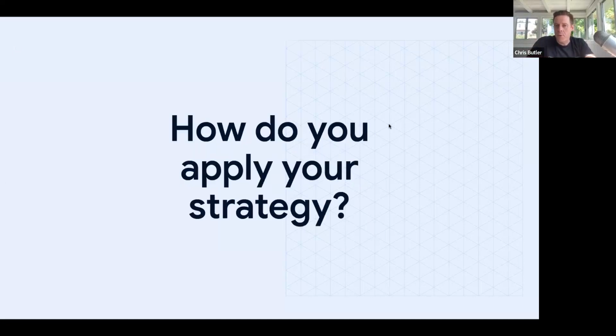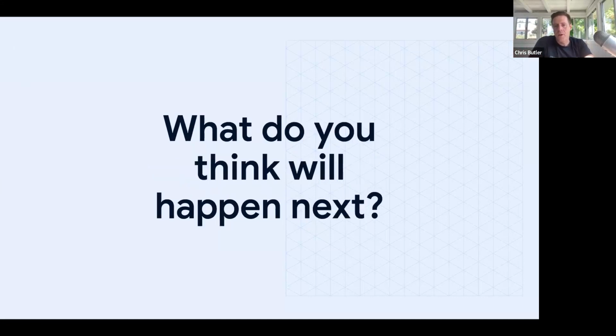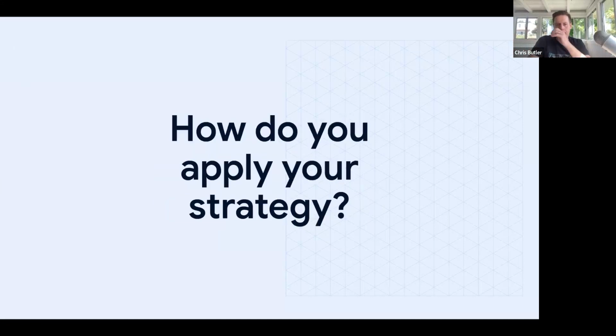And again, asking some of the same questions: how does your strategy apply in this case? What would your Bizarro strategy do in this case? And how is that either different or similar? And what do you think will happen next? Any other ideas based on this climactic pattern?